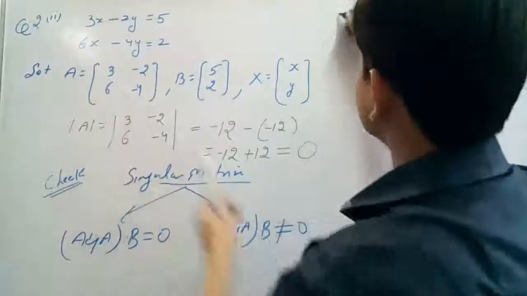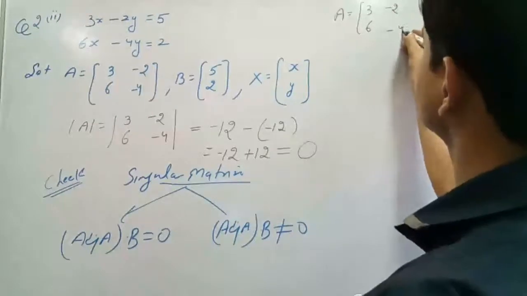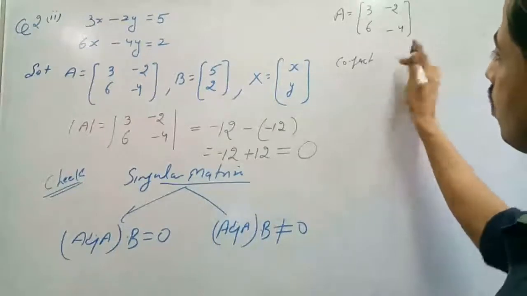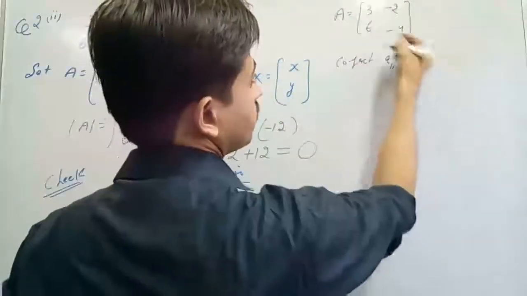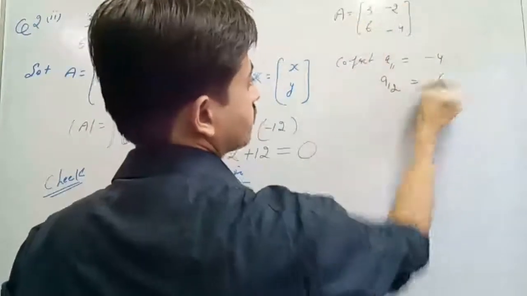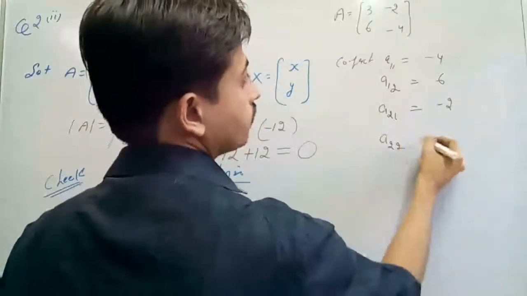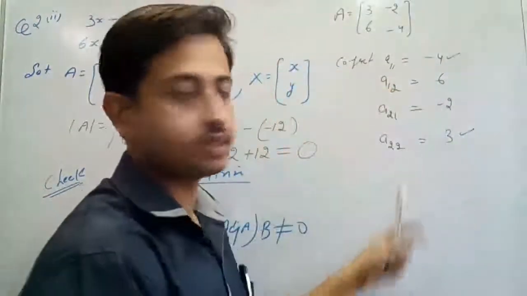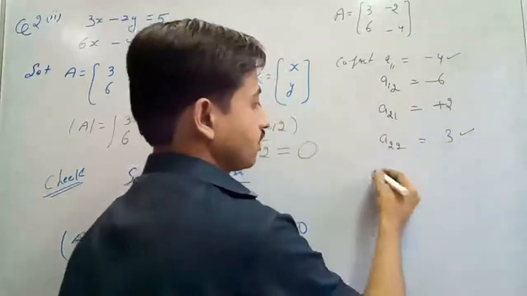What is our matrix? A is 3, 6, minus 2, minus 4. And what are the cofactors of A11? You can do very fast. What's the cofactor of 3? Minus 4. A12 is 6. A21 is minus 2. And A22 is 3. So these two signs remain same, because we get even, and we have to change the sign. This becomes negative and this becomes positive.